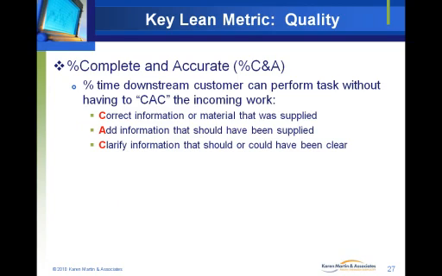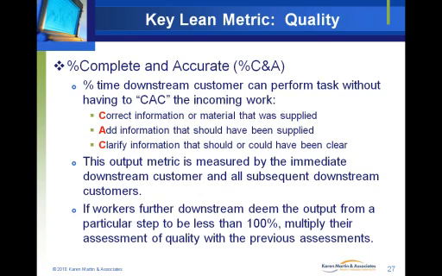And we have 3 different kinds of rework, and I kiddingly call it CACing the work, but CAC is an acronym for correcting information that was supplied, adding information that's missing, or clarifying information that should have or could have been clear. So I liken this to a hairball. Anytime the work comes in and there's a CACing that has to go on, it requires some sort of cleanup in order for the work to then move on.